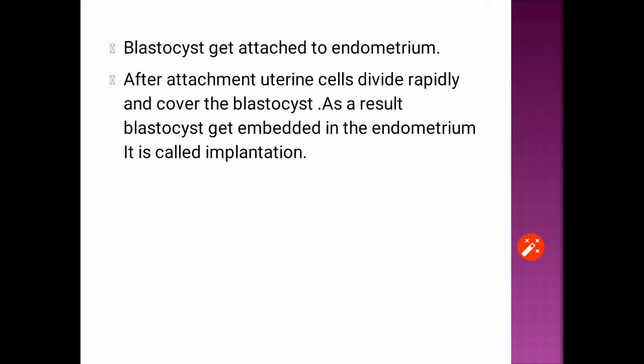The blastocyst gets attached to the innermost layer of the uterus, which is called the endometrium. After attachment, uterine cells divide rapidly and cover the blastocyst. As a result, the blastocyst gets embedded in the endometrium, and this is called implantation.